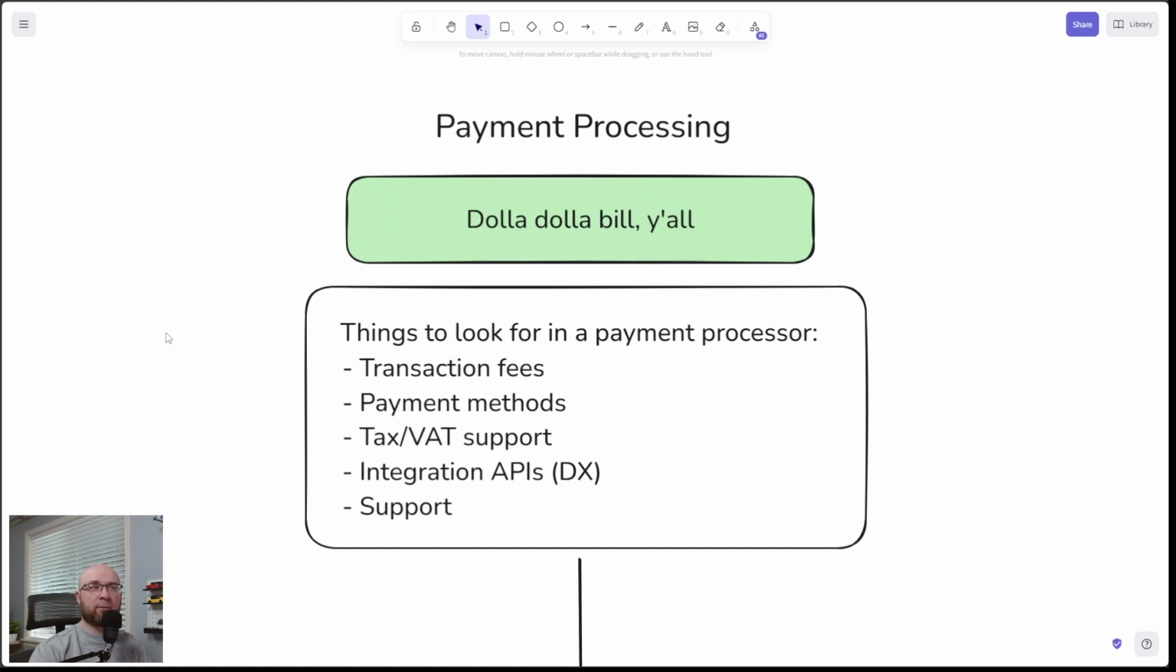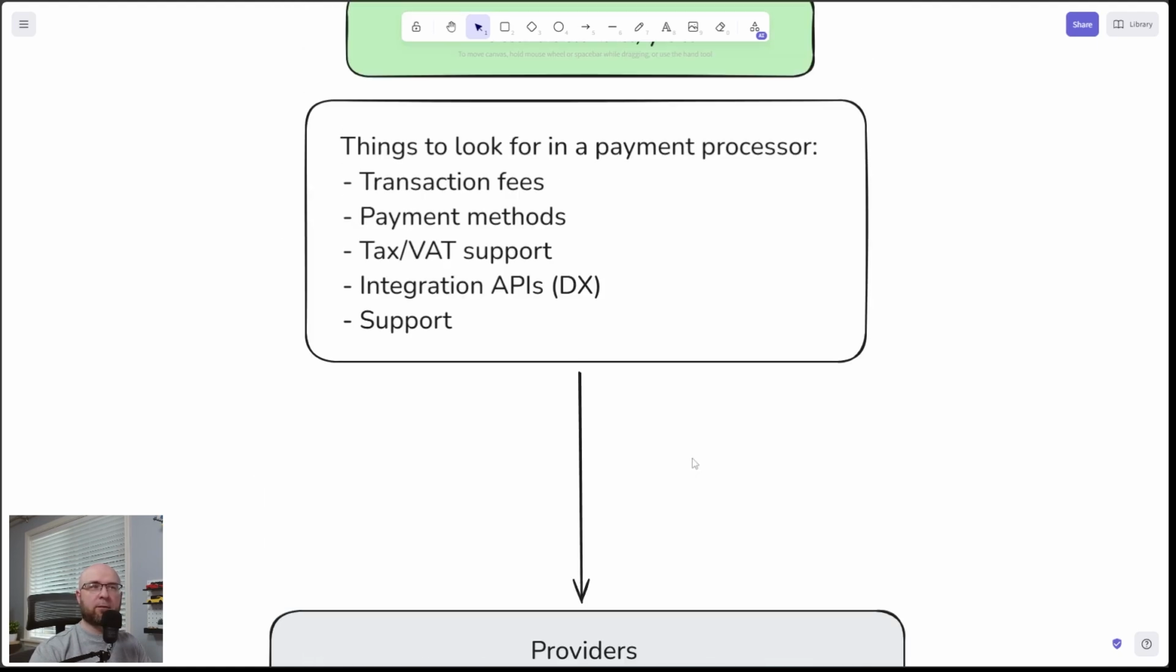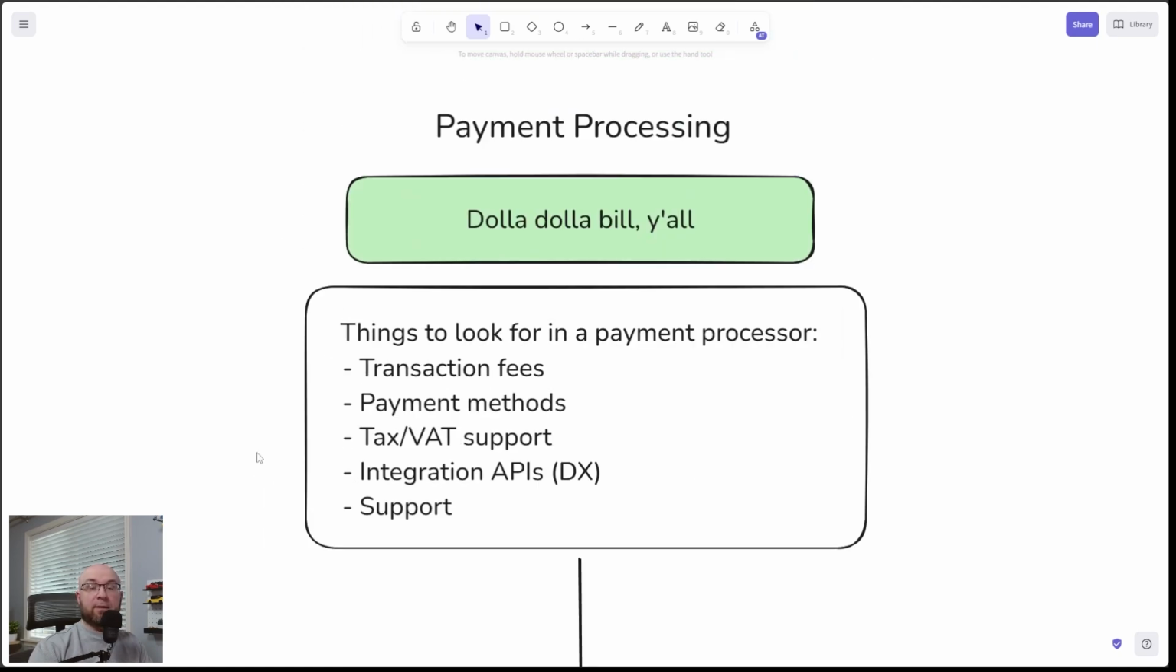Pretty straightforward. Again, transaction fees, payment methods, most important. Taxes, also important. So don't skimp on these. And then integration and support, I would say, are tertiary. But if the integration experience is really good, such as Stripe's or Braintree's, or which one was it? Or Paddle's, it's going to be a lot faster to implement. So you're going to make money faster that way.